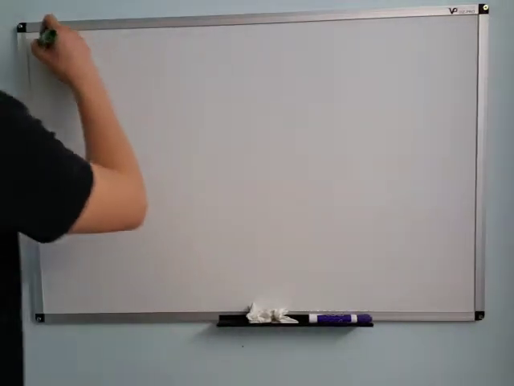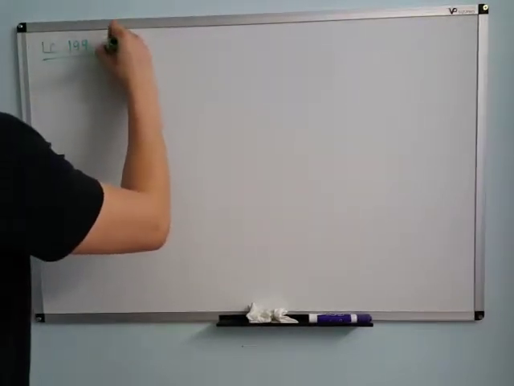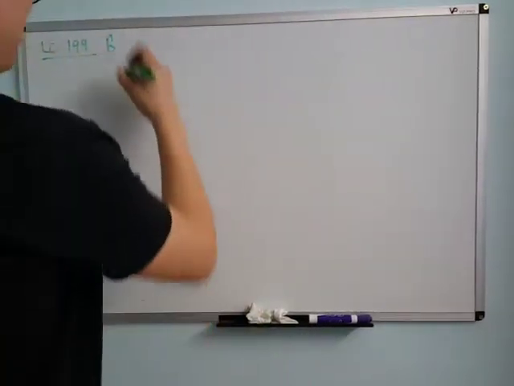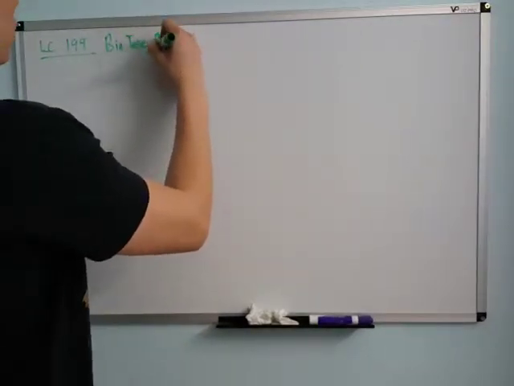All right, so this one is LeetCode 199. This is Binary Tree Right Side View.